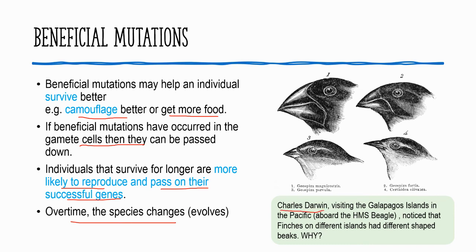Now, Charles Darwin was one of the scientists who was instrumental in coming up with this theory of natural selection, and he visited the Galapagos Islands in the Pacific aboard the HMS Beagle, that's a ship, and he noticed that the finches on different islands had different shaped beaks. So why do you think that would be? This is a picture of the finches that Darwin observed in the Galapagos Islands, and he wondered why. They had a common ancestor, but each species of finch had a different beak. So what maybe made them have different beaks depending on what island they came from? Have a think about it.